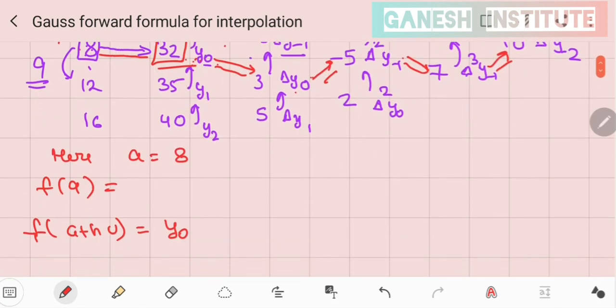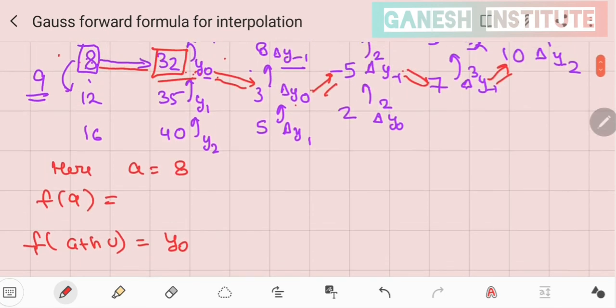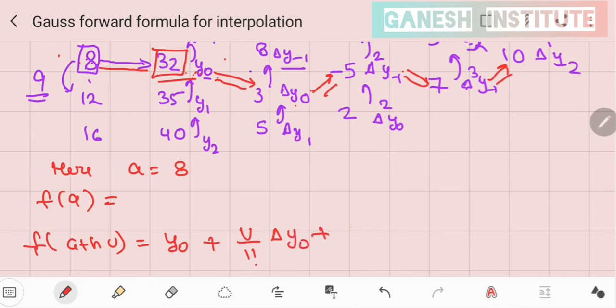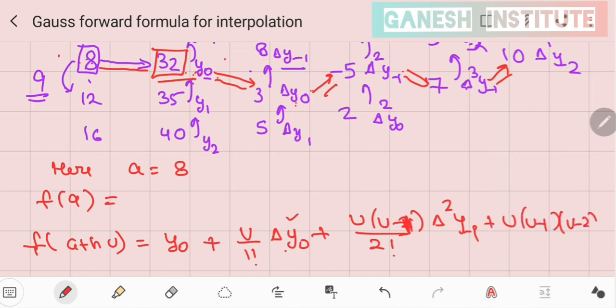So now apply this here. Starting from y naught, then del y naught, right? So u by 1 factorial del y naught plus u, just like you had in Newton's forward formula, you need to keep moving down, u minus 1 by 2 factorial. Then you are done till del y naught, then the next term is del square y minus 1, right? Then keep decreasing, u minus 1, u minus 2 by 3 factorial. I ask you, what would be the next term? Right, del cube y minus 1. This is in the numerator, okay?